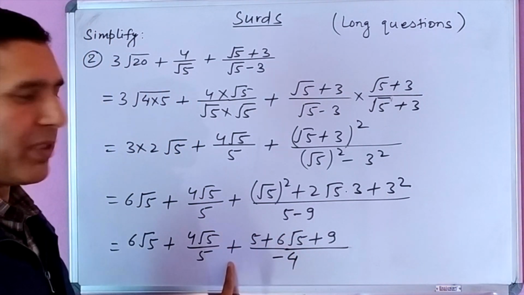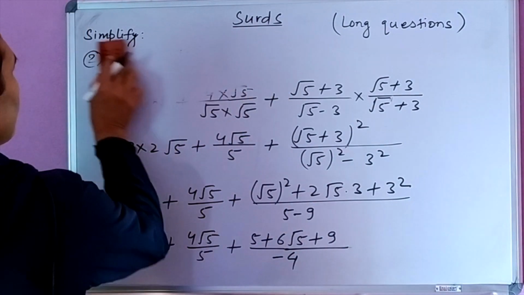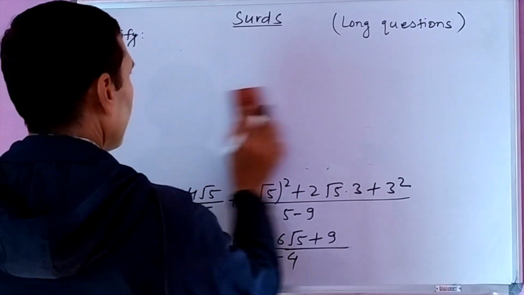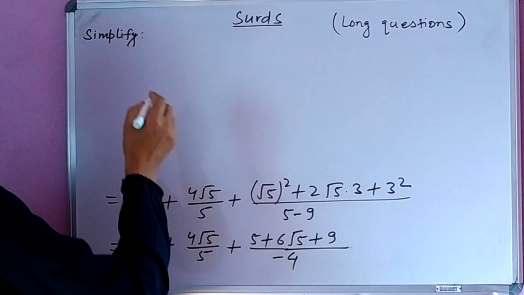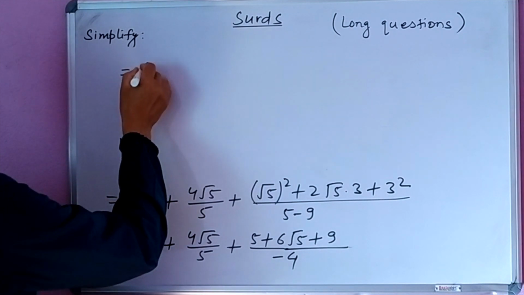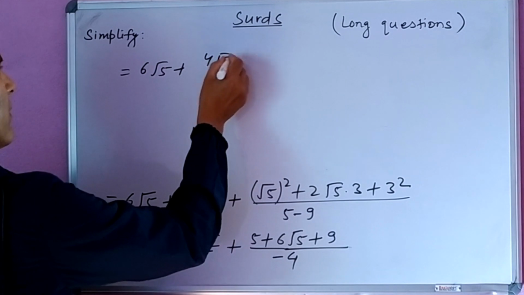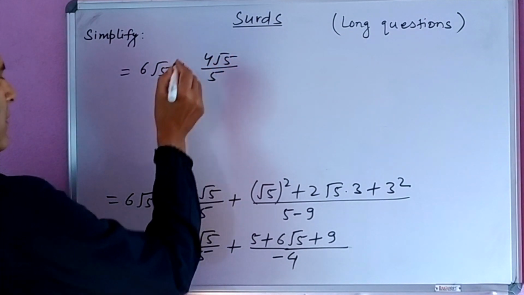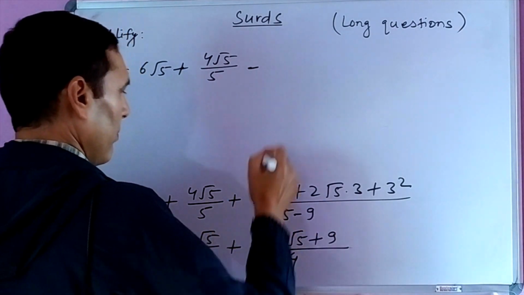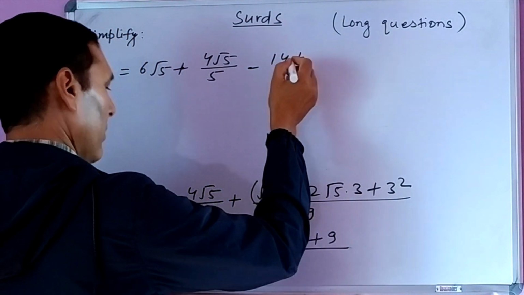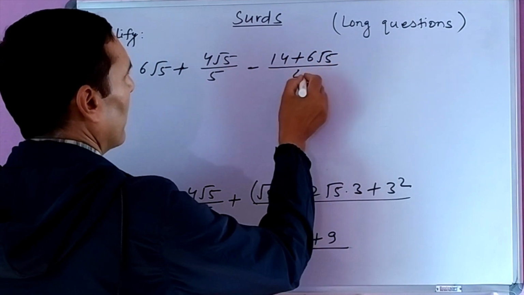Now this minus 4 comes here, making the plus into minus, and plus minus minus. So 6 root 5 as it is, 4 root 5 upon 5 also as it is. Now minus (9 plus 5), 14, plus 6 root 5 upon 4.